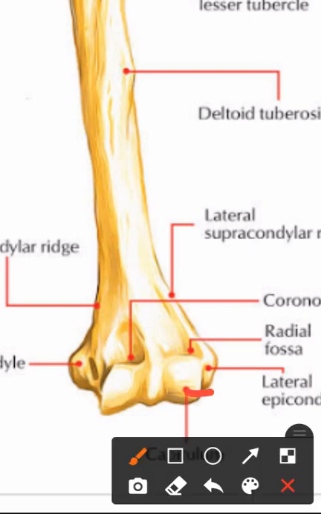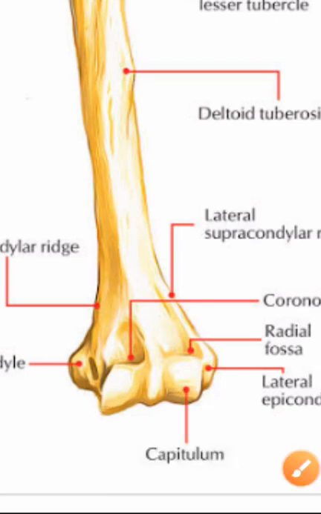This is the capitulum, this is the trochlea. Trochlea is present on the medial side, and capitulum is present on the lateral side. And you also know that on the lateral side there is the radius. So capitulum articulates with the radius, and trochlea articulates with the ulna. So these are the most important things you have to keep in mind.